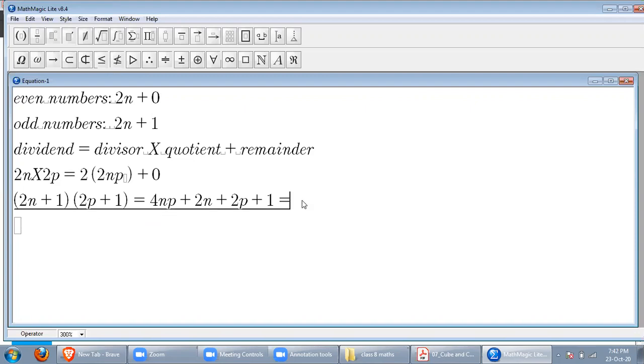Now I want the divisor to be 2. So I take the 2 common, and within the bracket it will be 2np plus n plus p, but the 1 has no 2 as a factor, so 1 will be left behind alone. So here you can see the form. The big bracket is the quotient, 2 is the divisor, and plus 1 is the remainder. So when we multiply an odd number by an odd number, it will be an odd number.